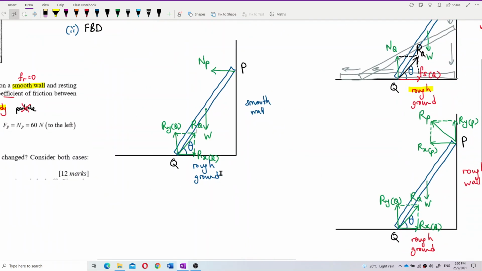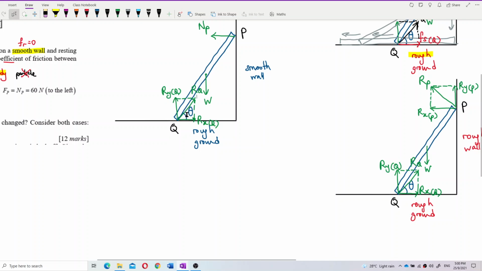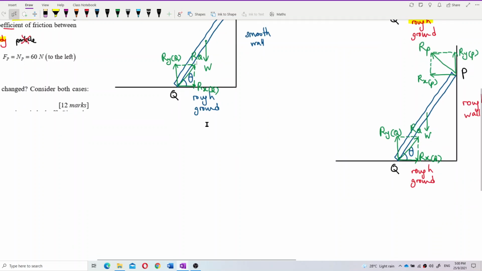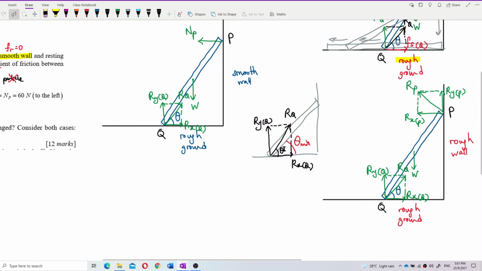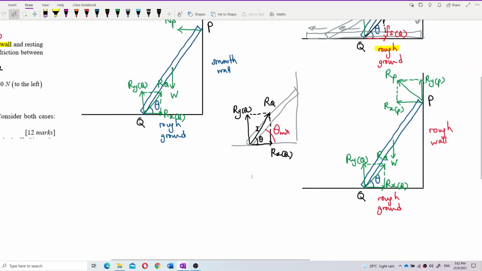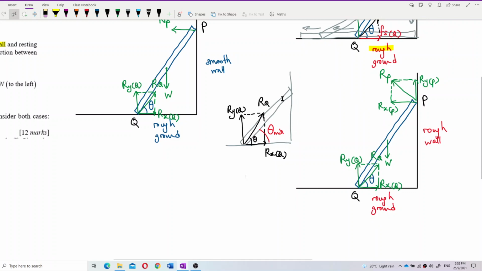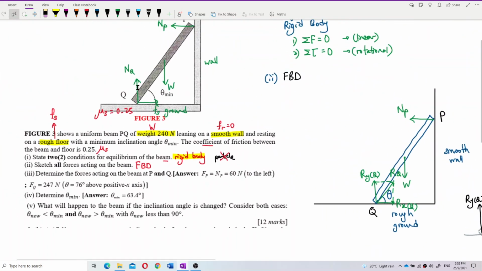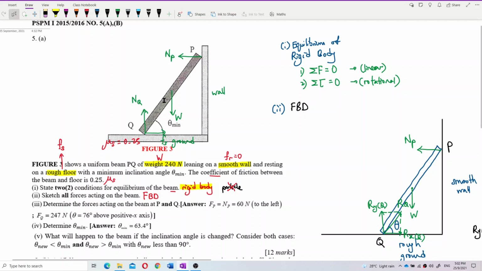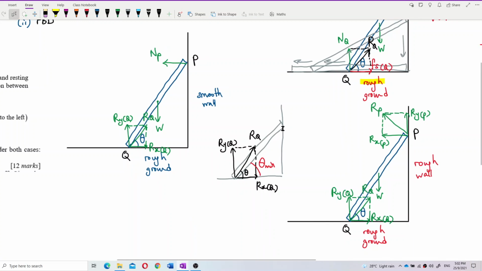But one thing I want to tell you is, you can see here this reaction force. Maybe let me redraw for you. You can see here there are two angles. This theta minimum is the angle for the rod. Whereas here there is another angle theta, which is the angle for the reaction force Q. I want to ask you, do this theta and this theta minimum have any relationship?